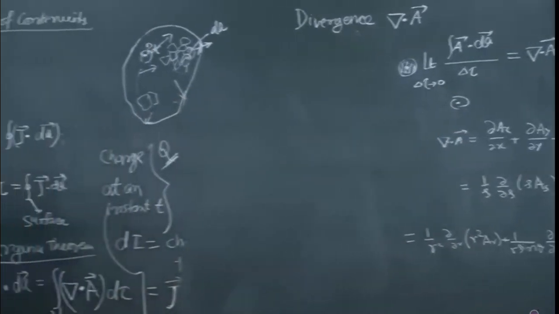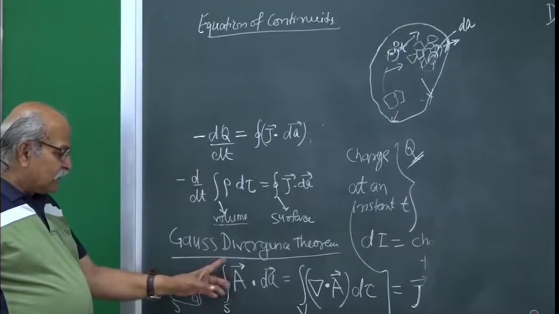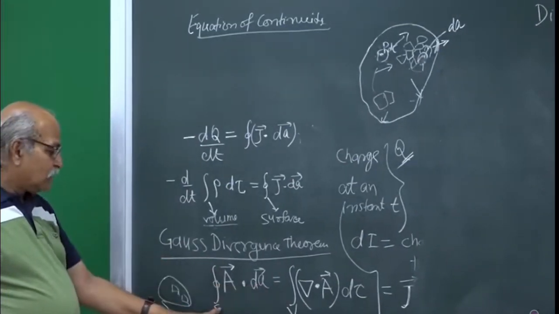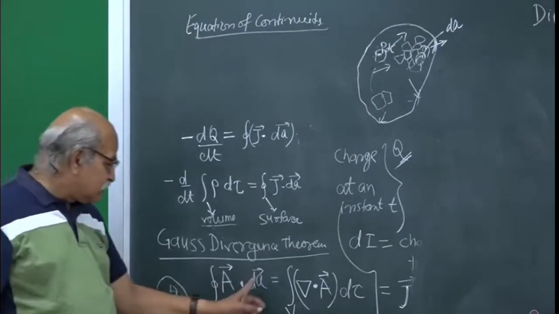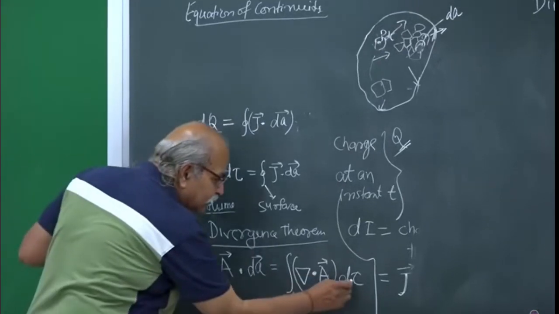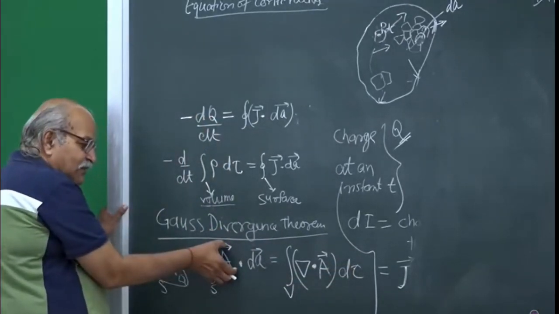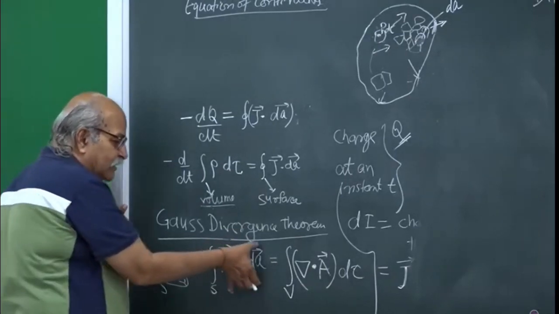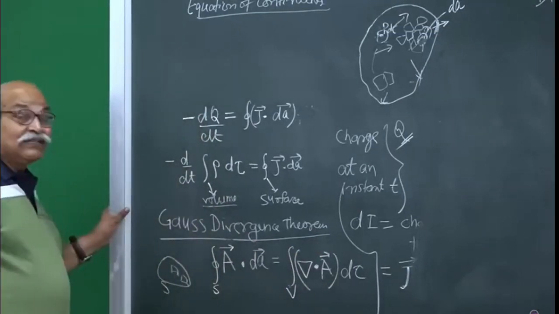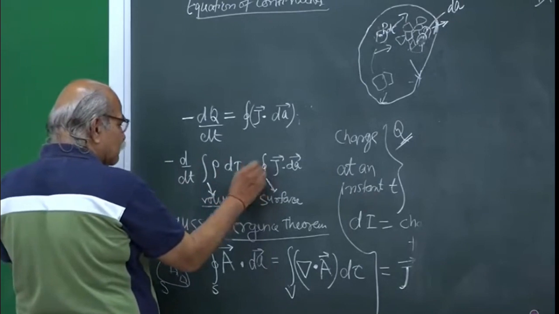Coming back to this equation now, this is Gauss divergence theorem. Any vector field A dot dA integrated over the entire surface is the same as the integration over the volume of the divergence of this quantity. So take the vector, integrate over the surface, take the divergence and integrate over the volume. These two are always equal. Use this thing here.